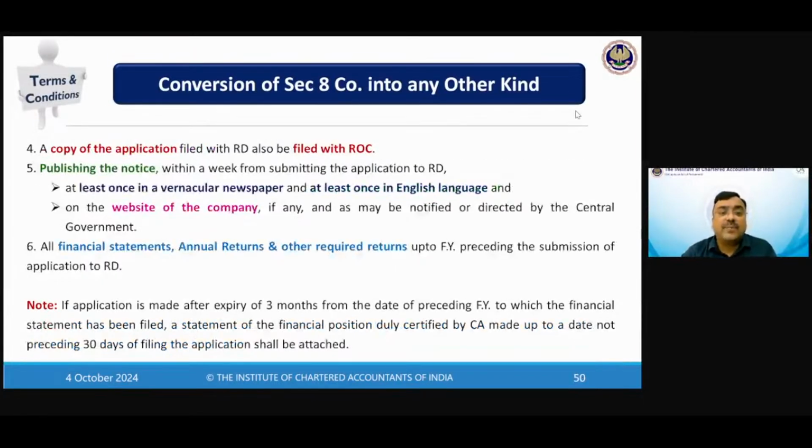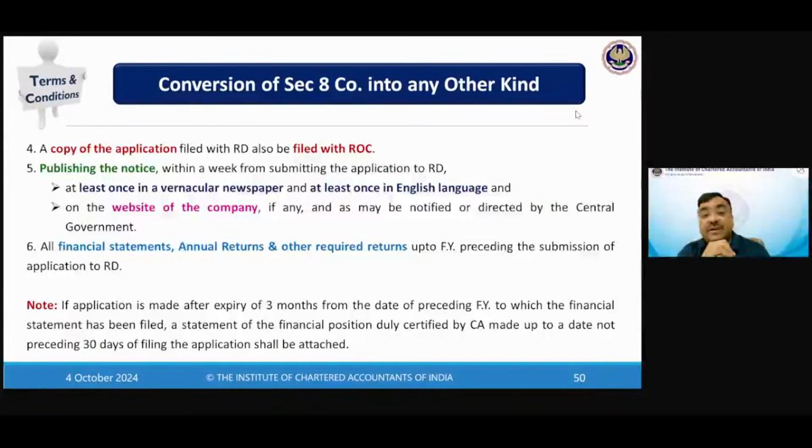Next, a copy of the application to be filed with RD should also be filed with ROC. So the copy sent to the Regional Director will also be sent to the ROC. Publishing the notice within a week from submitting the application to RD, at least once in a vernacular newspaper and at least once in an English newspaper. कम से कम एक लोकल न्यूज़पेपर एंड कम से कम एक इंग्लिश न्यूज़पेपर.